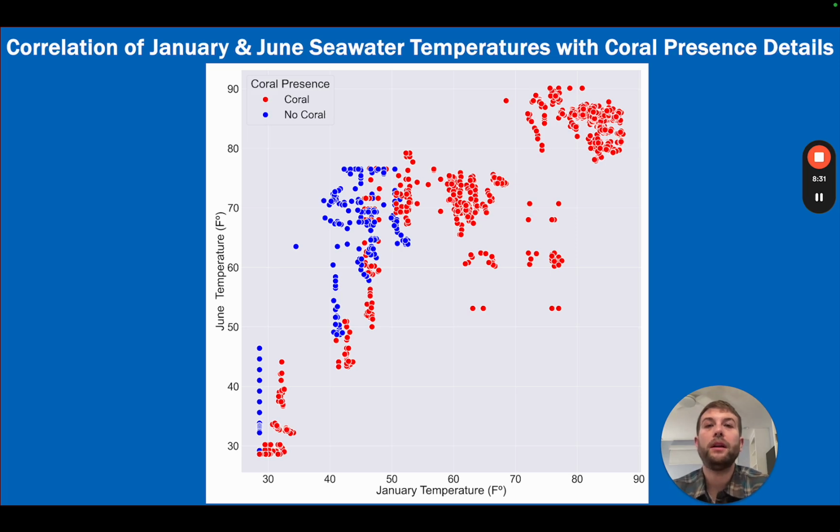This scatterplot looks at the correlation between June and January seawater temperatures, focusing on coral presence. A positive correlation exists between June and January temperatures for seas with or without coral. Corals are mostly found in seas with warmer January temperatures above 51 degrees Fahrenheit, coinciding with proportionally warmer June temperatures.